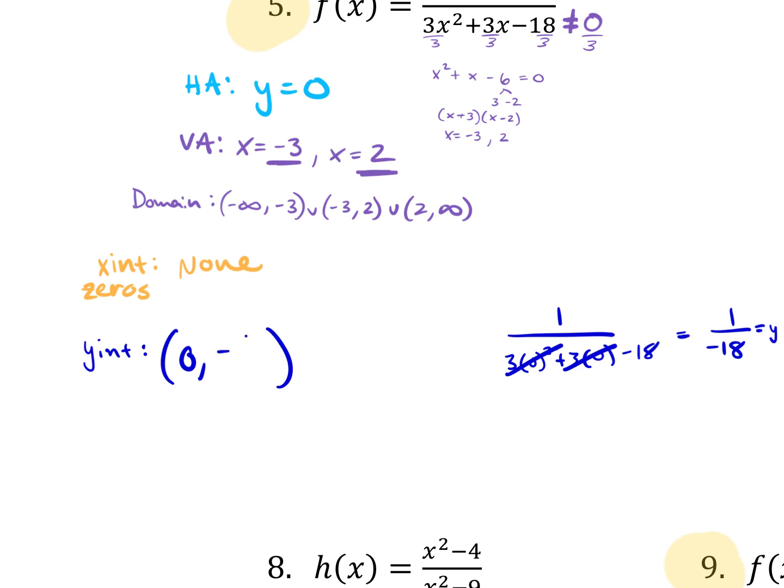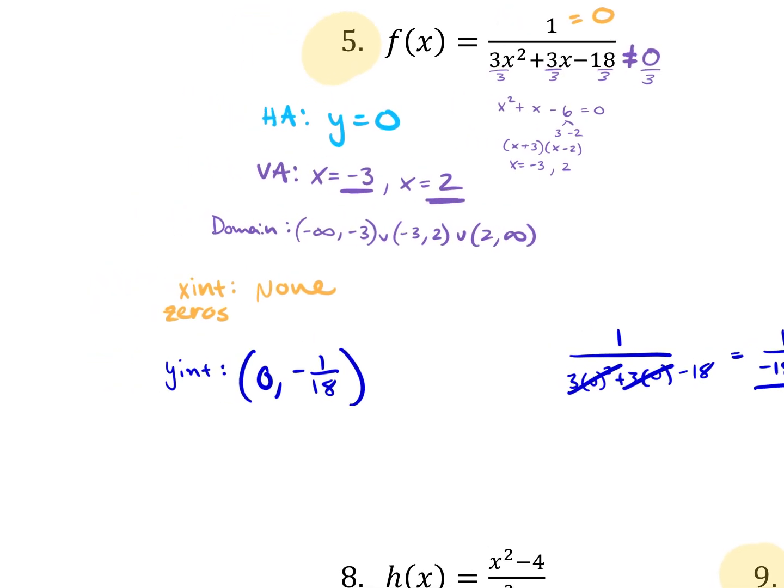Zero comma negative 1 over 18. Awesome. We plugged in 0 for x, and I got negative 18 for the y. So x and y intercepts always have to be points.